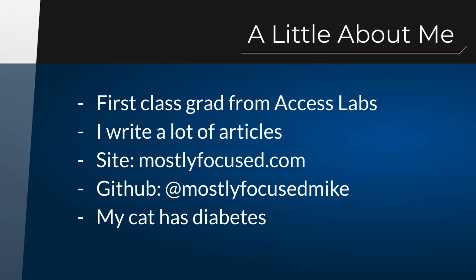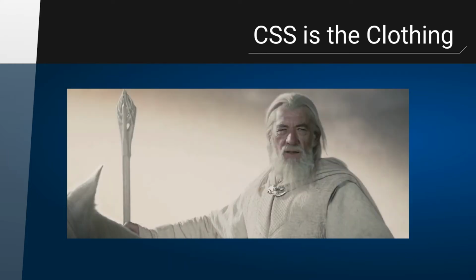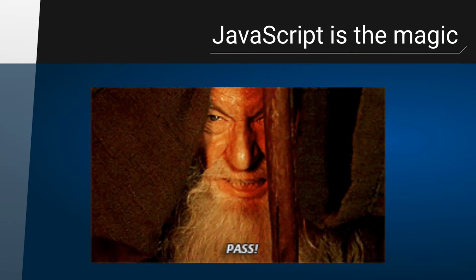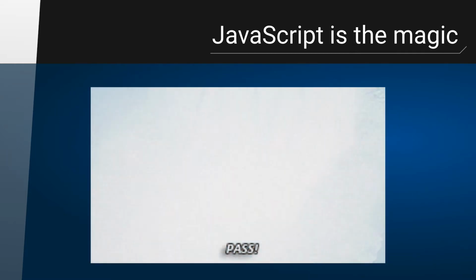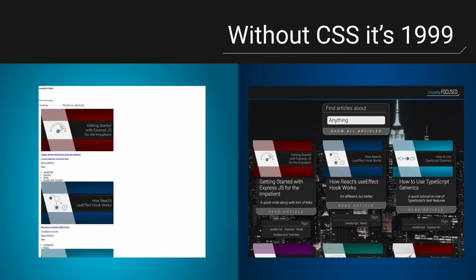So the best metaphor that I have ever heard for what a web page is: if a web page is a wizard, the HTML is the raw body, the CSS is the clothing, and the JavaScript is the magic. That is a really, really good explanation of everything that we're going to be talking about, because without CSS, everything still works. It just looks like it's 1999. There's the same site with CSS and without CSS.